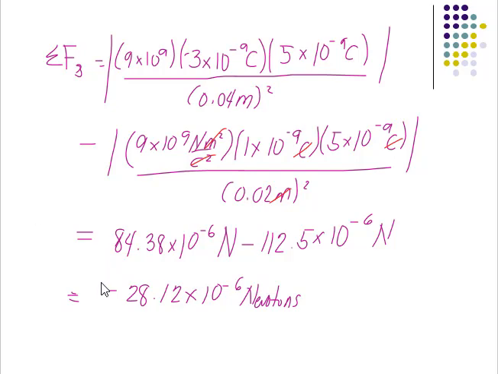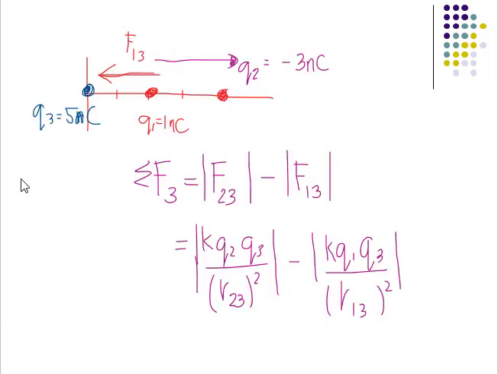Okay, this is our answer: negative 28.12 times 10 to the negative 6. So that means, going back to this illustration, that the net force is to the left. Let's now illustrate the net force. Let's use green. The net force, the summation of forces, is towards the left.